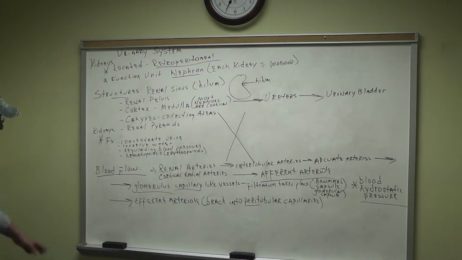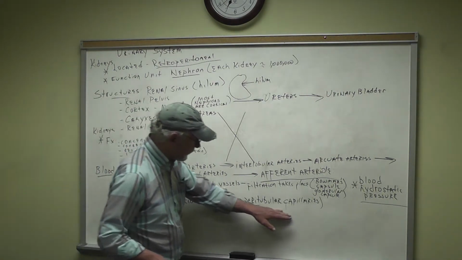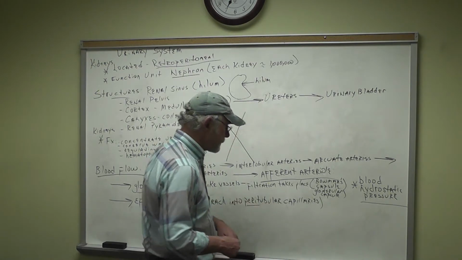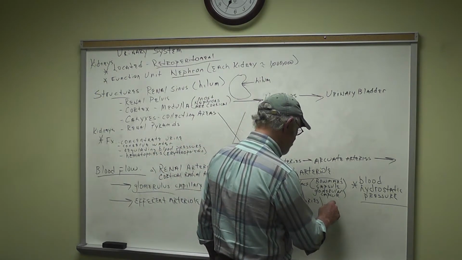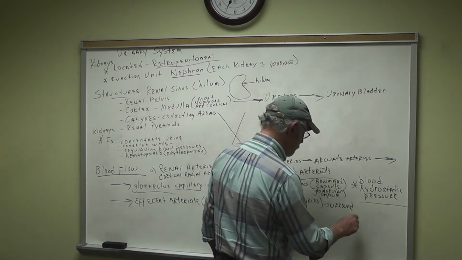You say branch into? Yeah, they branch. Okay. This efferent arteriole will branch into these peritubular capillaries that surround the kidney tubules, and I'll identify those tubules.